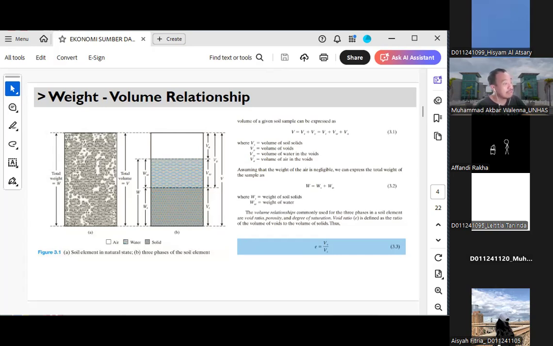Mathematically, we can write the formula for the volume of a soil as V equals Vs plus Vw plus Va, or volume of air. This basically suggests that the total space taken up by soil is comprised of the space of solids, space of water, and space of air. I think this is quite straightforward. It's not hard to understand.